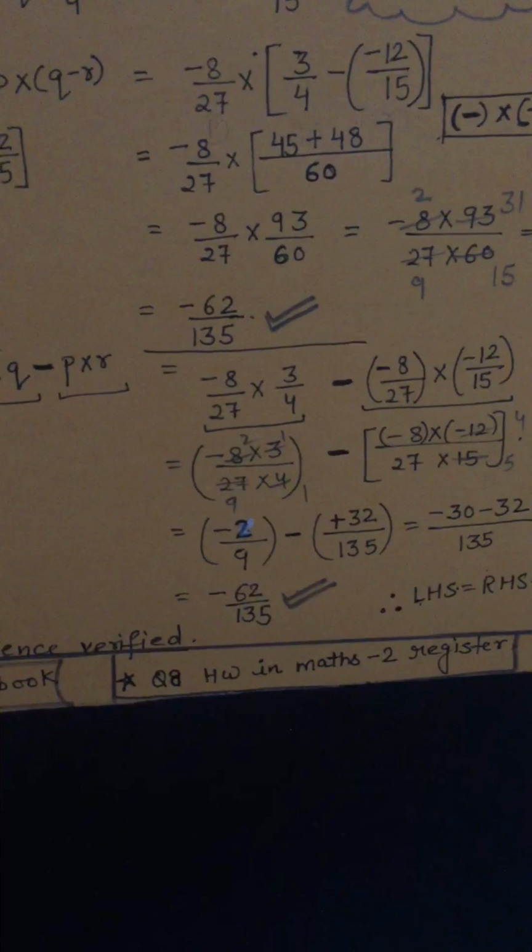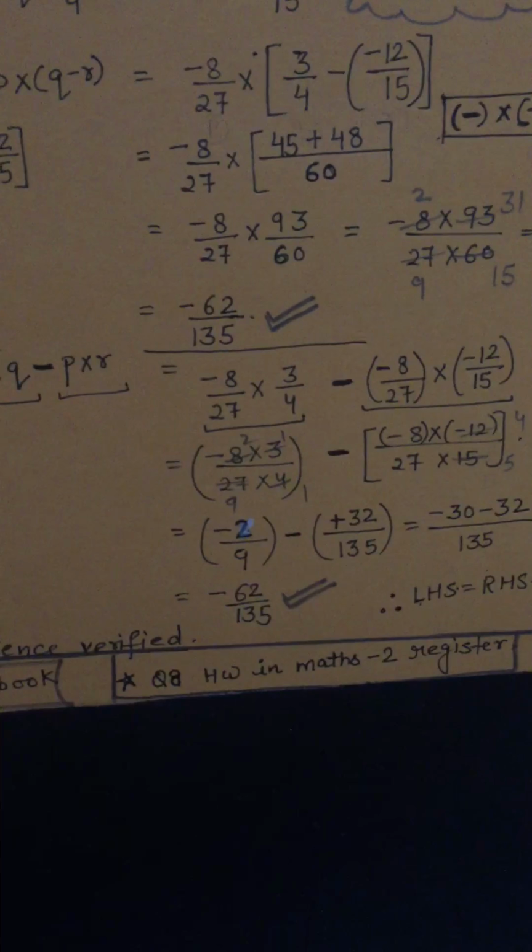I've written it. Can you all see? Minus into minus is plus. So, minus into minus becomes plus. So, this is the plus sign here. 4 and 15, the LCM is 60. That's there. 4 15s are 60. So, 3 into 15 is 45. 15 into 4 is 60.